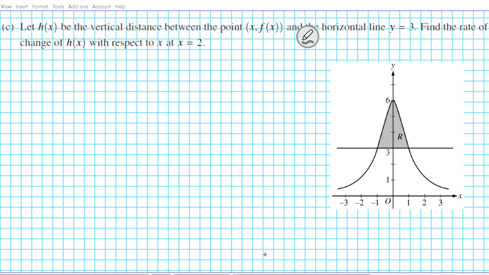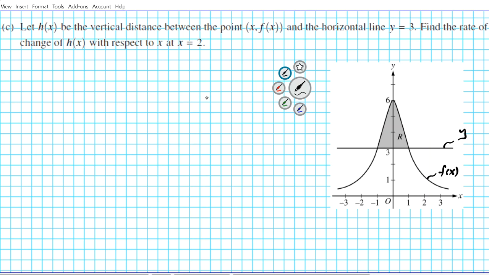All right, let's look at part C. Part C reads, let h be the vertical distance between x, f of x, basically a point on this function. This function right here is f of x. So let h be the vertical distance between the point on this function and the horizontal line y equals 3. This line right here. Find the rate of change of h of x with respect to x at x equals 2. So we're looking for the derivative at a point, or a slope of a tangent line.